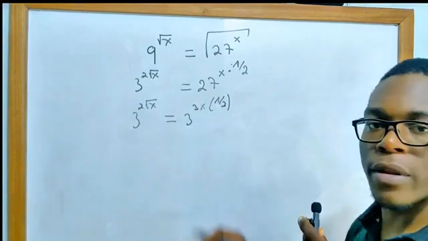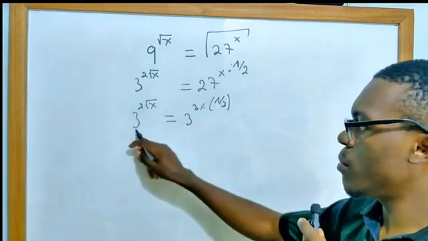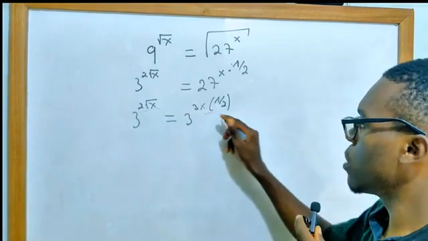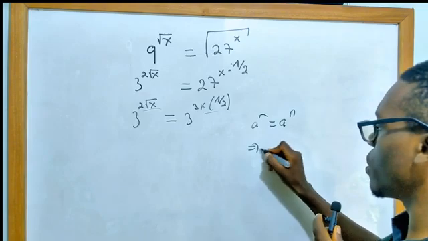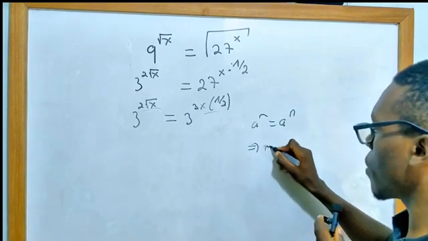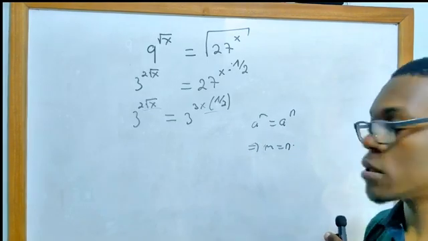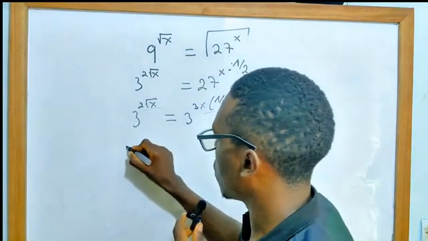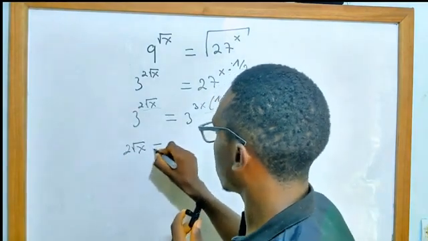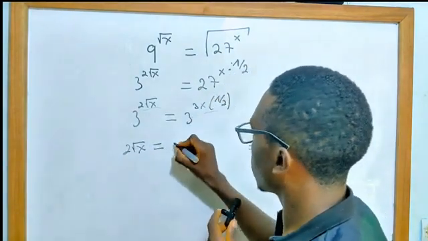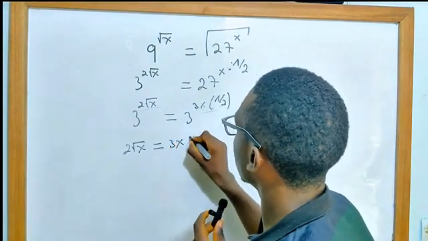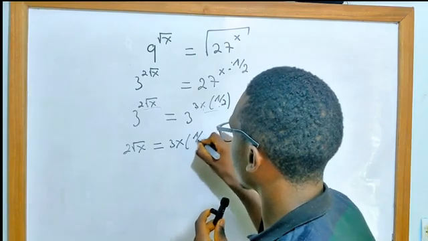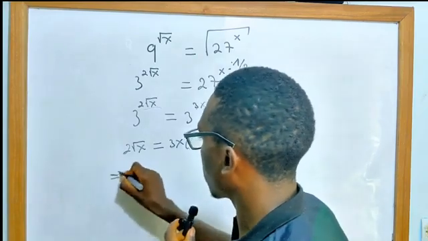Hence, at this point, we can equate the powers. Since we have the same base, we can equate the powers. Since a to the power m equals a to the power n, which implies that m is equal to n. That is typical. We are going to apply it to say 2 root x is equal to 3x times half, which implies that what?